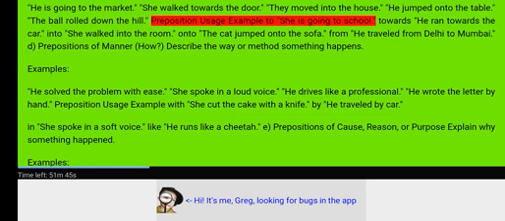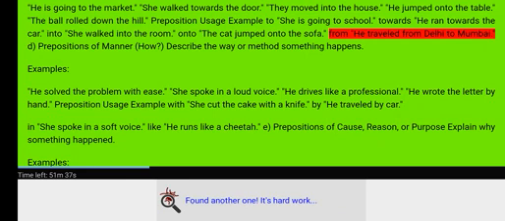Preposition usage. Example: To. She is going to school. Towards. He ran towards the car. Into. She walked into the room. Onto. The cat jumped onto the sofa. From. He traveled from Delhi to Mumbai.